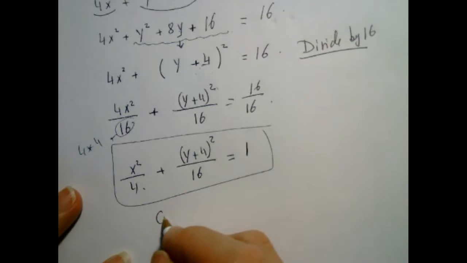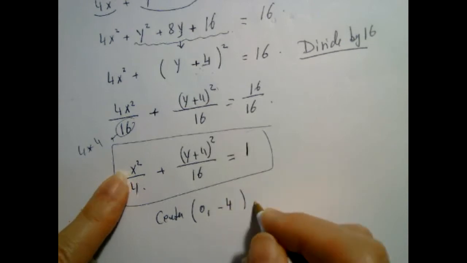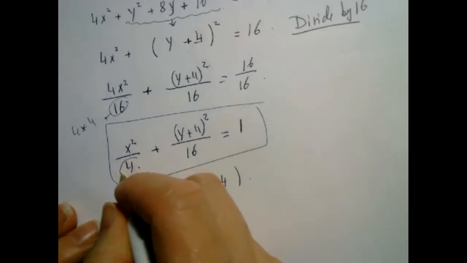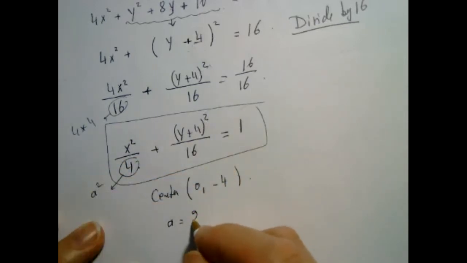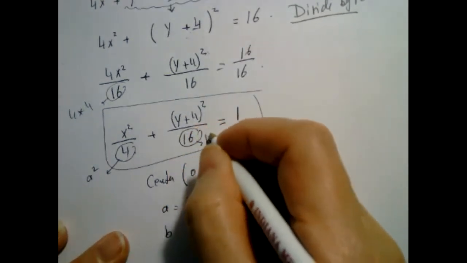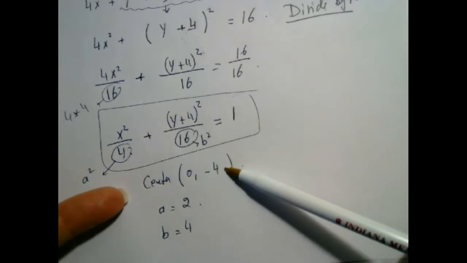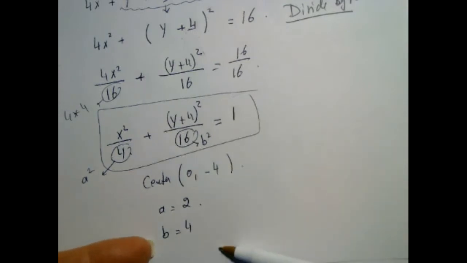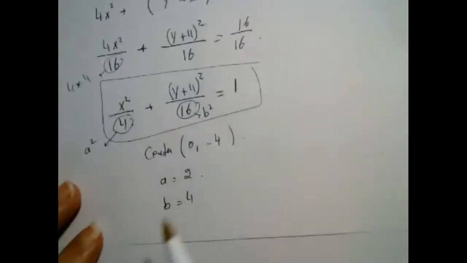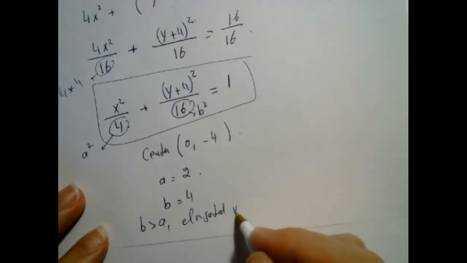Okay, so now what's the center? All right, the center here, that's a 0 from here and a -4. Now what's the A? This is A square, means the A is equal to 2. What's the B? This is B square. It means the B is equal to 4. So now I have an ellipse centered at 0, -4. This is the A and this is the B. This is again going to be elongated vertically because the B is bigger than A. So B bigger than A is going to be elongated vertically.